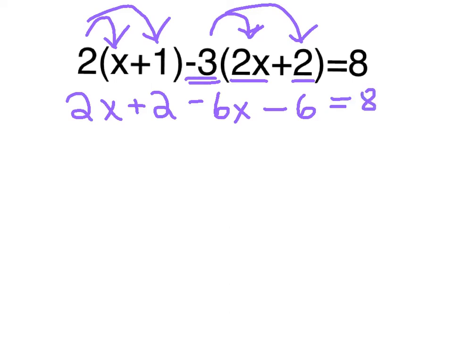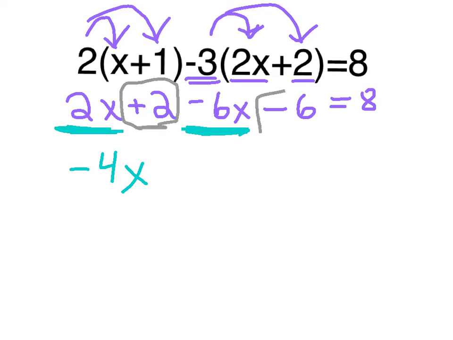Now this is when we have to combine the like terms. We see with these like terms here that we have an x term and an x term. This x term is positive, this x term is negative. Positive 2x minus 6x is negative 4x. If we look at the constants on this side, we have positive 2 and negative 6. That gives us minus 4. All that equals 8. We didn't do anything with the 8 yet.